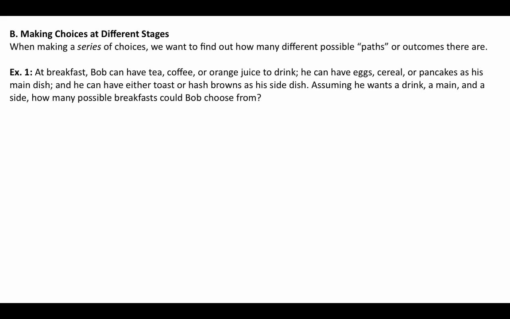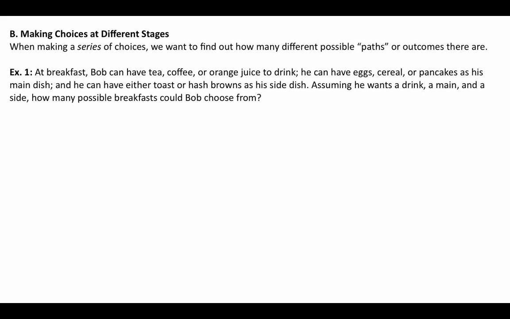He's got options of tea, coffee, and orange juice to drink, and he definitely wants something to drink. He can have eggs, cereal, or pancakes for his main, and again, he definitely wants to have a main, and he can either have toast or hash browns as his side, which he also wants. We've assumed that he wants all of those. So how many breakfasts could he choose from?